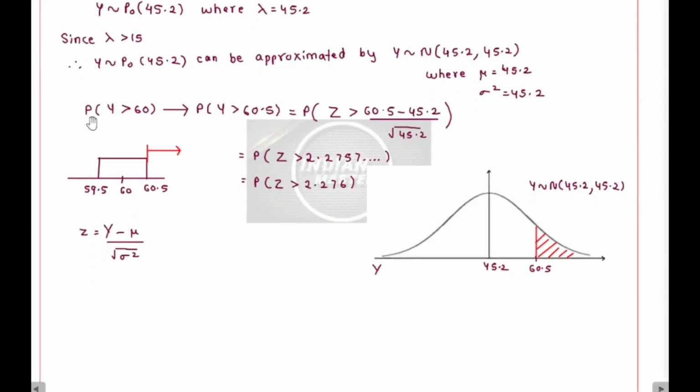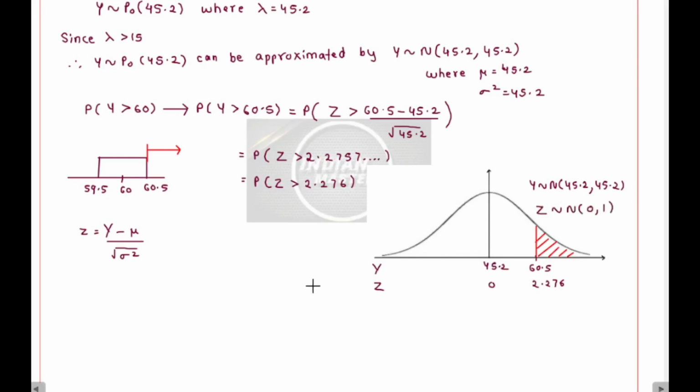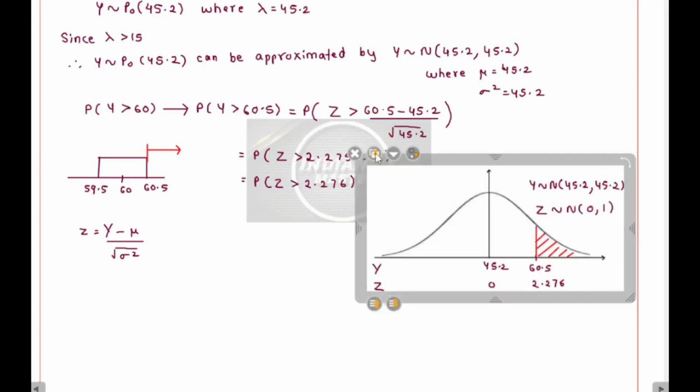Correct? So that means for this 60.5, which y is taking as the value, z will be taking the value 2.276. Correct? So this is z here. The mean value will be 0 in that case, and the same curve I can represent as z following a normal distribution 0, 1, where the mean is 0 and the variance is 1. So they are telling us to find this particular probability, but we can't use the normal distribution table for this directly.